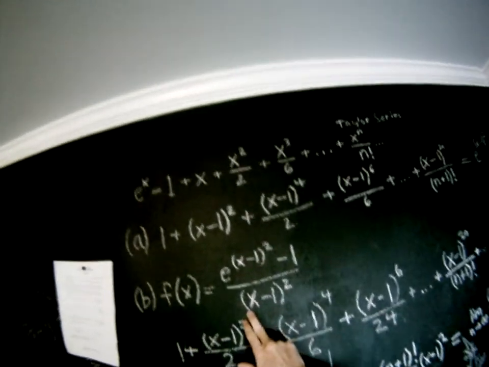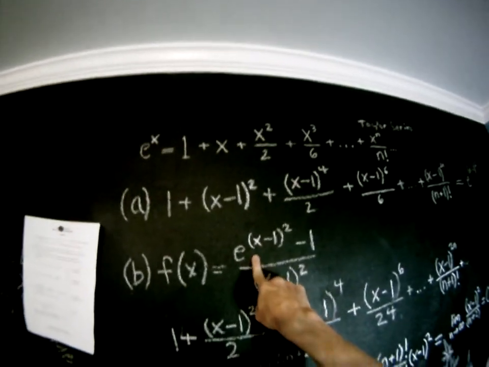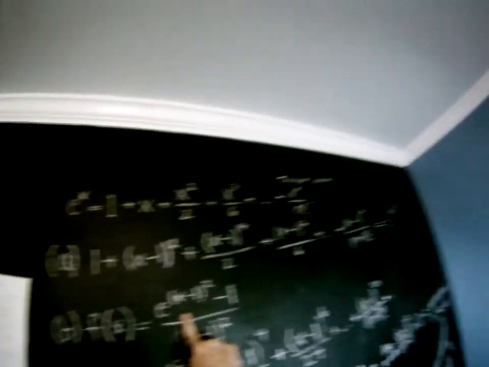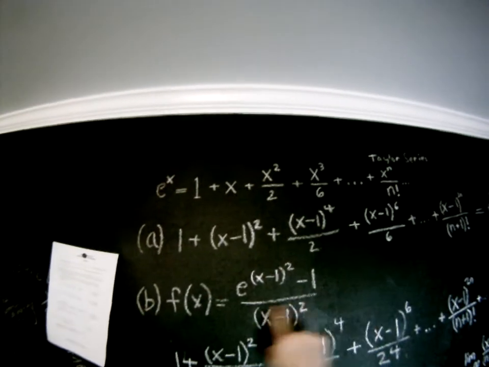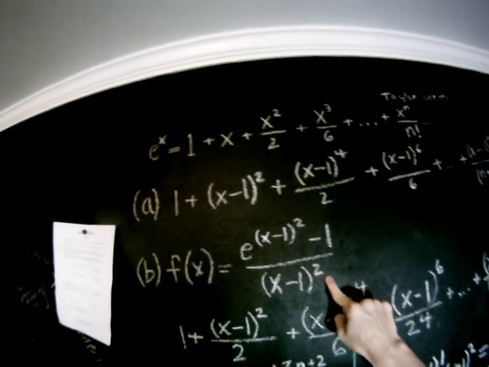Now, part B says use the Taylor series found in part A to write the first four non-zero terms and the general term of the Taylor series for f about x equals 1. Now they gave you f earlier, and it's right here. And we already have the series for e to the (x minus 1) squared, so really all you have to do is subtract 1 from the entire thing and divide the whole thing by (x minus 1) squared.